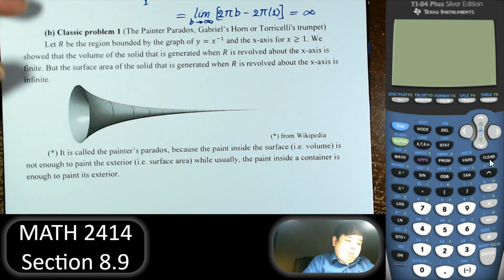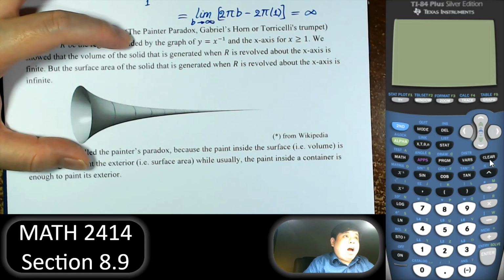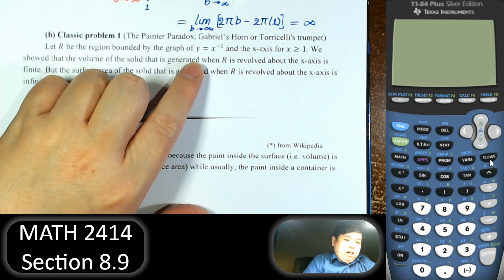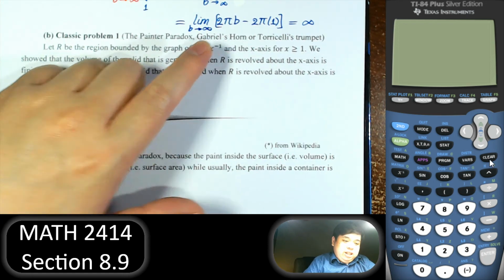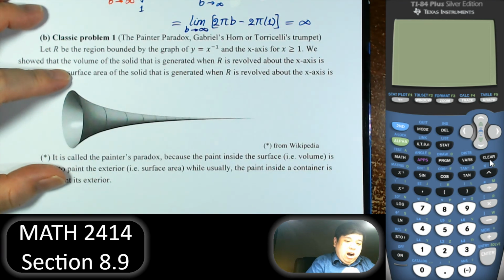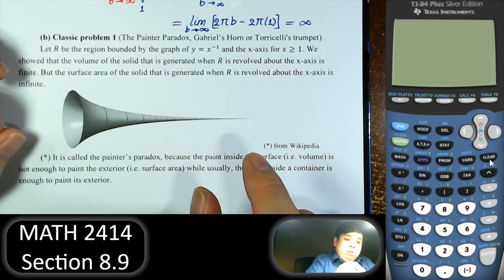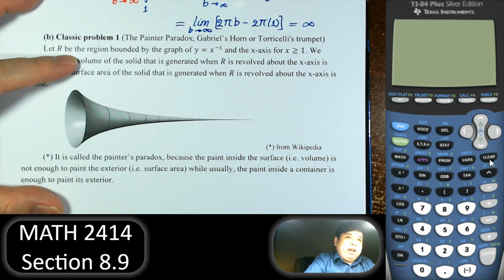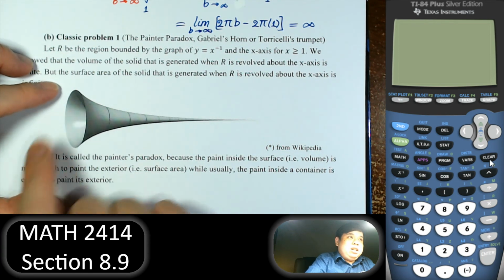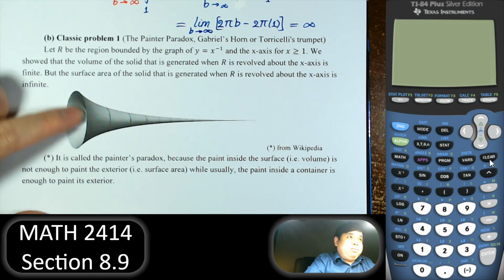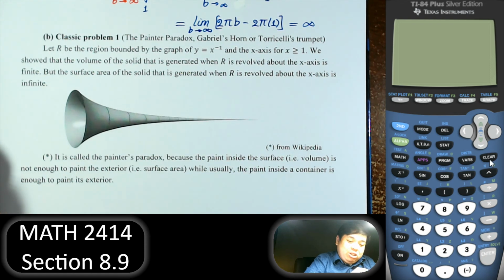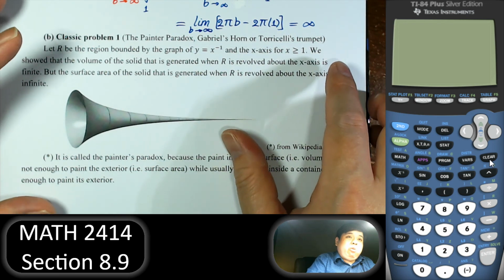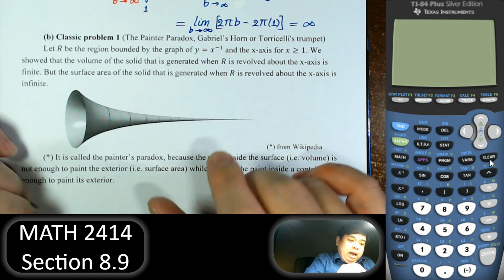Now I just want to mention this real quick. This is called the Painter's Paradox, the Gabriel's horn or Torricelli's trumpet. Gabriel is an angel, and this is like a trumpet or horn. Pretty much the angel will blow the horn here, and when we hear it, that will be the end of time. So pretty much that's what the story was about. Torricelli is the guy in physics who dealt with pressure and stuff.